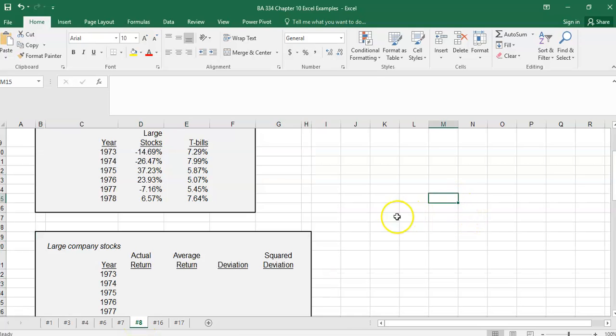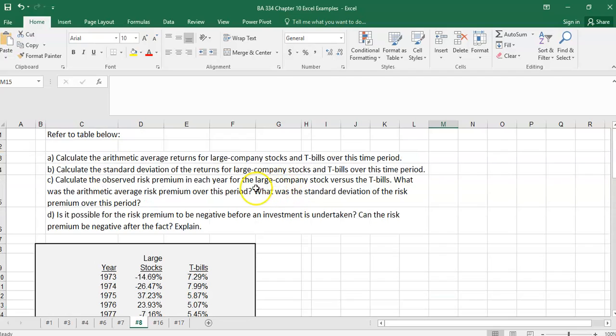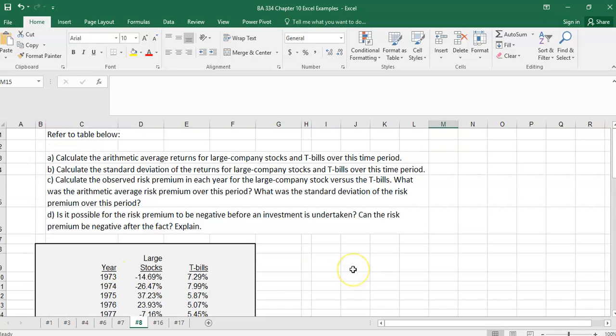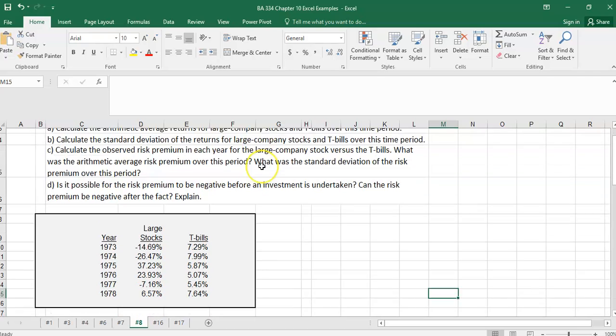Our next example, we're going to do a similar thing, but we're going to be looking at the historic returns of large company stocks and T-bills between the periods of 1973 and 1978. So if you remember, the Chapter 10 textbook has information about a 92-year span of investments and the average returns for those investments each year over the 92 years. So we're going to start with the average and then the standard deviation.